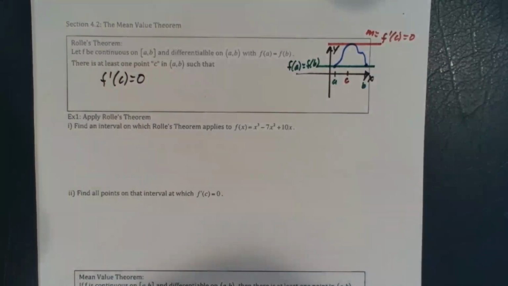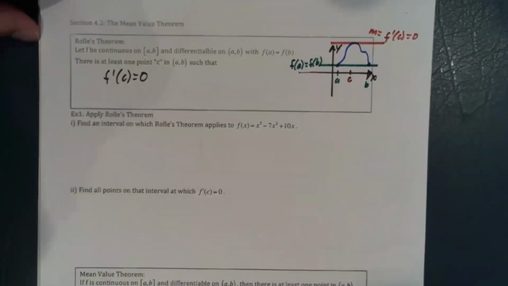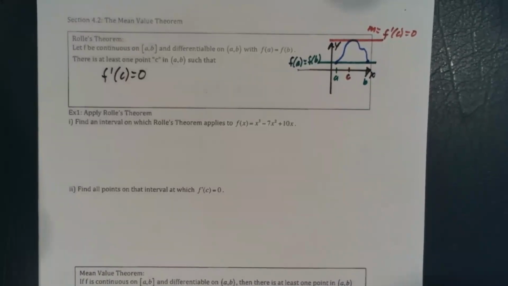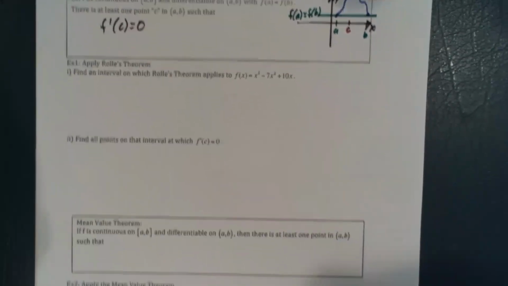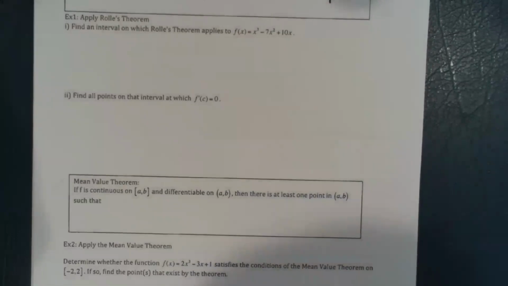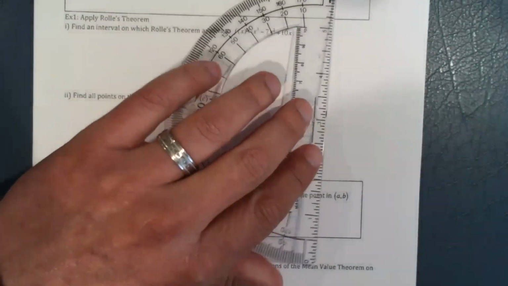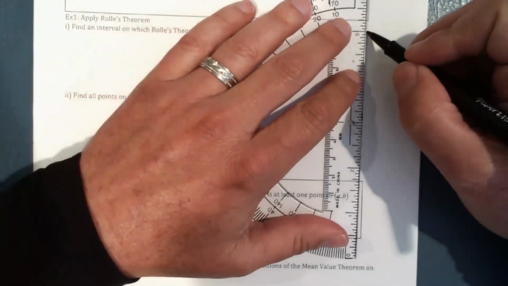All right, let's apply Rolle's theorem here. Find an interval on which Rolle's theorem applies to the function f of x equals x cubed minus 7x squared plus 10x. Now, I want to point out this is what's called a cubic function. It's a polynomial, which means it's continuous and differentiable everywhere. And if you recall from your pre-calculus class, this graph is going to have to look something like this.